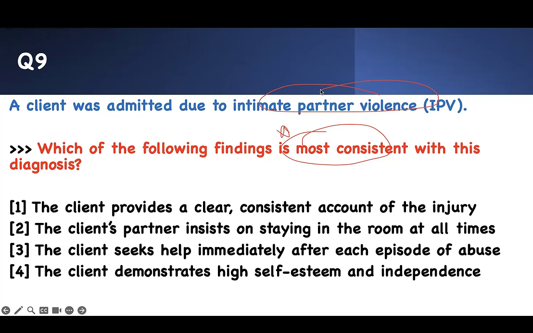Breaking it down, ask yourself, intimate, that means you're married to the person, right? Partner, you are together. Violence, that means you are being abused in the relationship. What would you do? Any person being abused would not provide a clear, consistent account. Common sense. The person who is abusing you will make sure they are around so that you can't talk. The person being abused will not seek help right away. And the person being abused will not have high self-esteem. You see how common sense can answer this question.